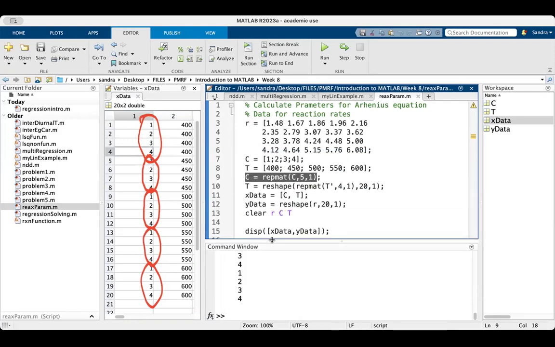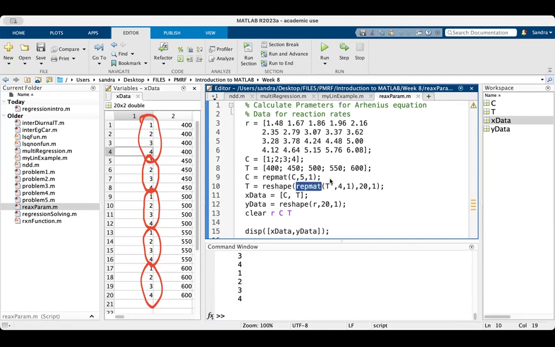So repmat is for repeating a certain thing. The C vector is repeated five times, 1, 2, 3, 4, 5, five times along the row. Only one time it is repeated along the column. Okay. Now what I do is I have to repmat T.